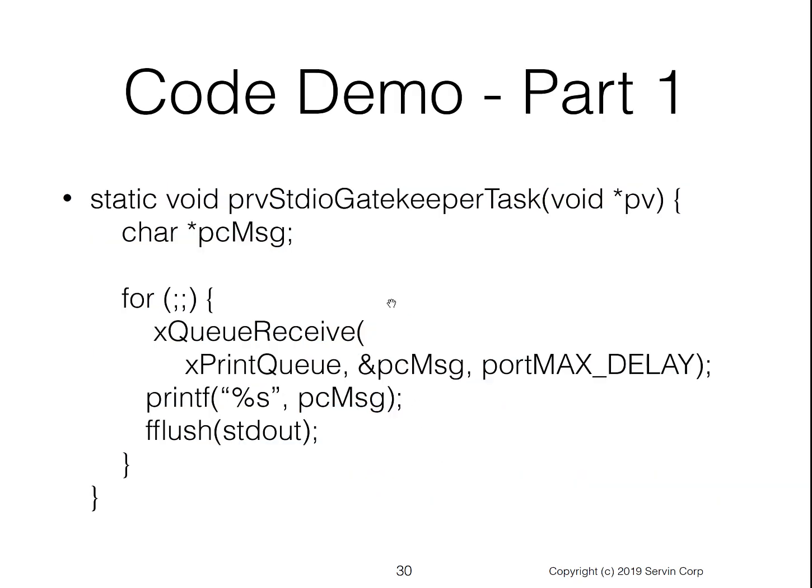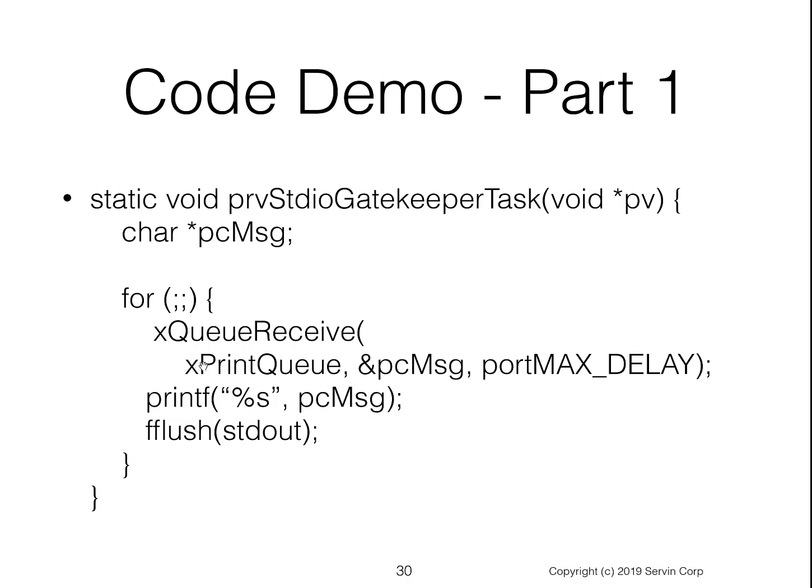So here's a code demo. Suppose we have a private standard IO gatekeeper task. Just like any other task, it doesn't return anything, and has one parameter passed in, that's a void pointer. We have our for loop, so we stay in this forever, and all we do is a queue receive. So this task is doing a queue receive.